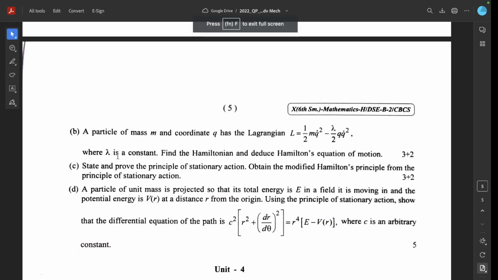Next question, C. State and prove the principle of stationary action. Obtain the modified Hamilton's principle from the principle of stationary action.